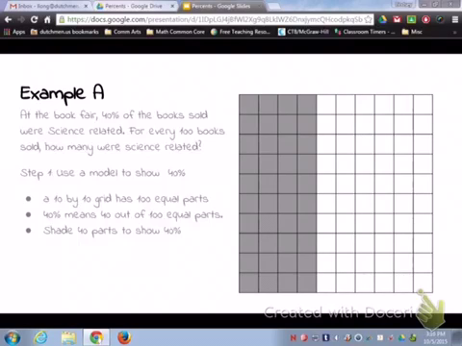So in step 1, we use a model to show 40%. A 10 by 10 grid has 100 equal parts. We want to know 100 equal parts because that is 100%. So 40% means 40 out of 100 of those equal parts. Shade in 40 parts to show our 40%.